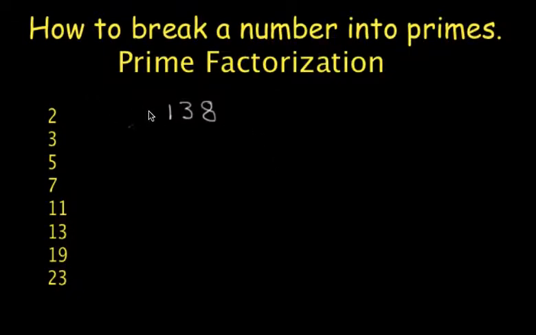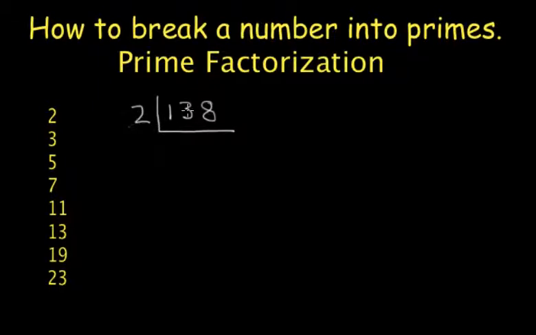I'd like to show you a pretty quick way of breaking a number into its primes. This is called prime factorization. Here's the number 138, and clearly it's divisible by 2 because it's even. So I'm going to draw an upside down division sign around that, put my 2 out in front.